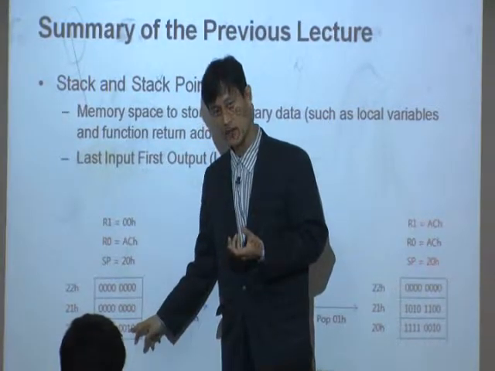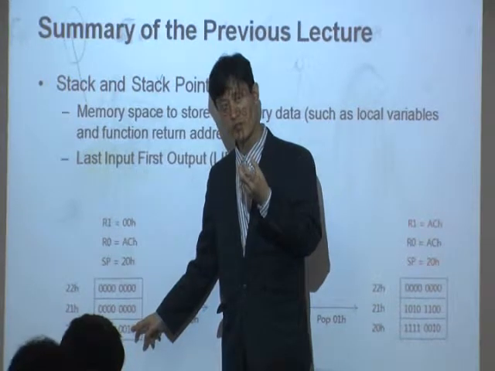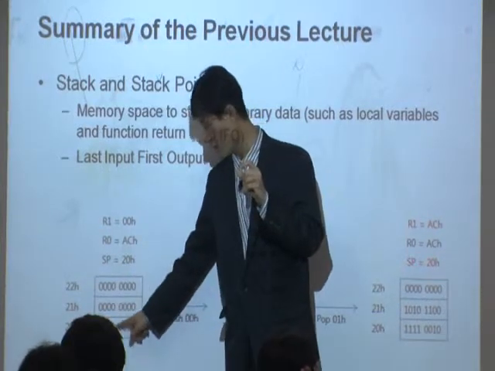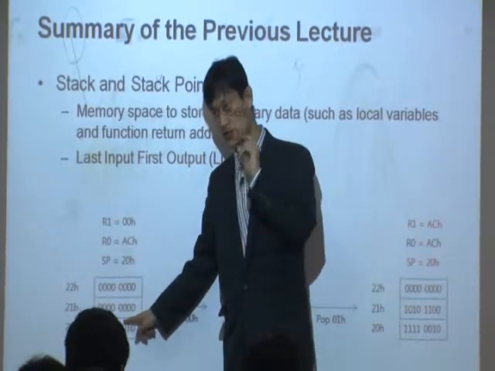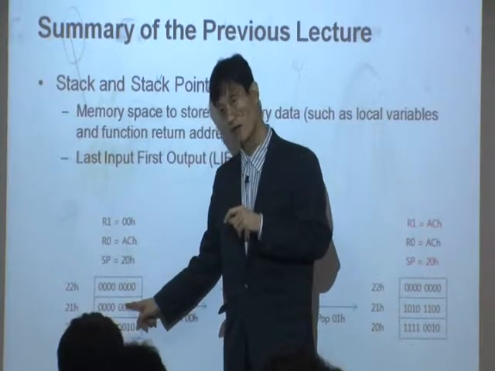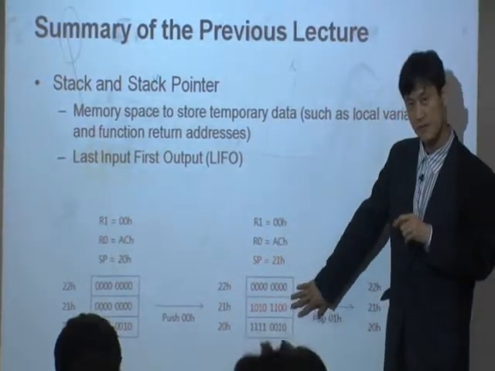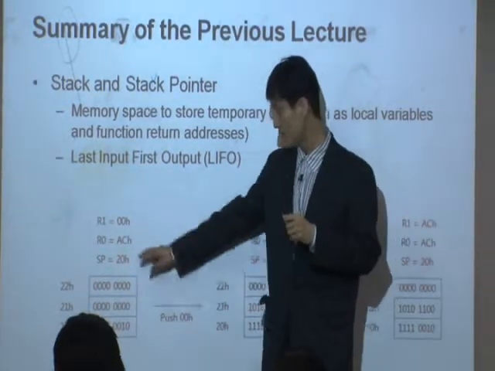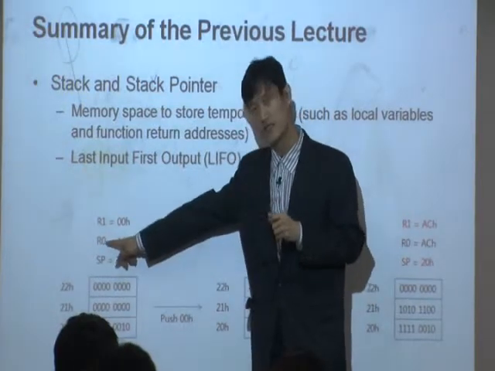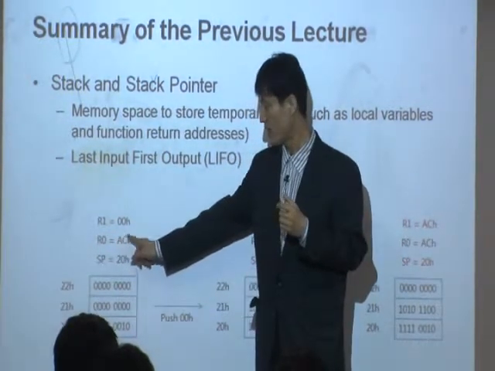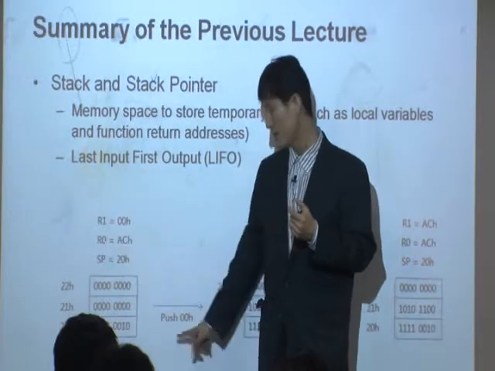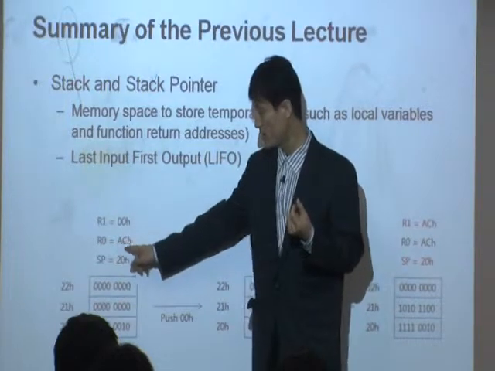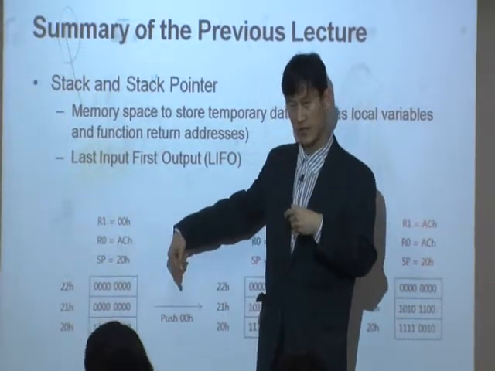Book 1. So whenever you want to push a new value, that new value should go to this one, right? Because you already have book 1 here. So the new value, which is book 2, should go here. That's exactly this case. So you do push 00H. 00H is the same as R0, right? Now we have value AC in R0. So if you run push 00, that basically means that I want to take this value and push it into the stack. That's what that means.